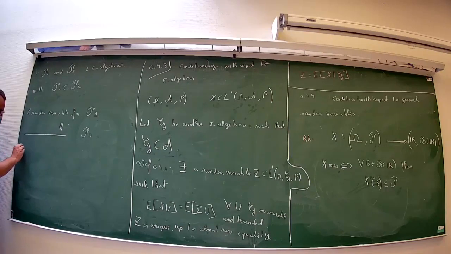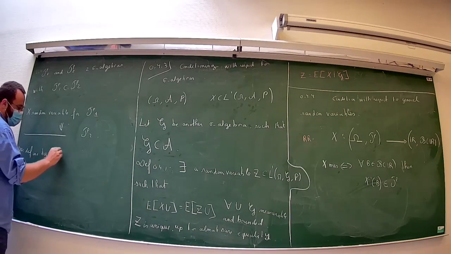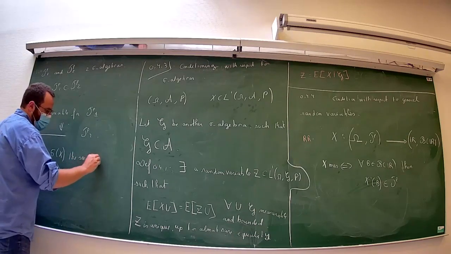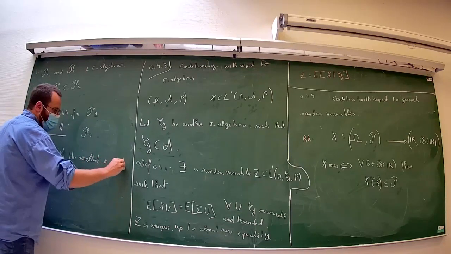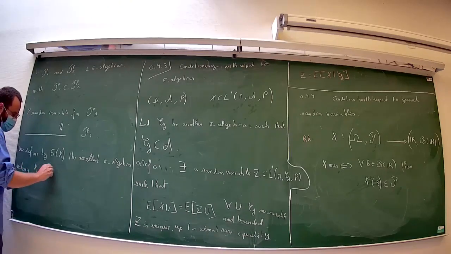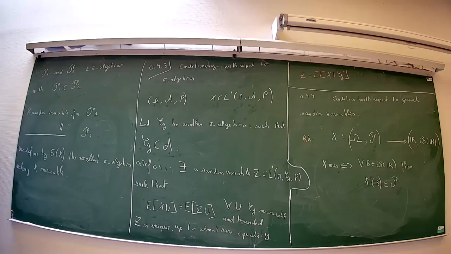So we define by sigma of X the smallest, in the sense of inclusion, sigma algebra making X measurable. The smallest sigma algebra making X measurable. What is this sigma algebra? It's possible to define it in a good way.